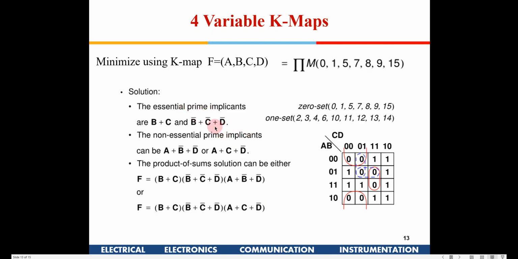So let's take one example now. We need to minimize this function in which the max terms have been given here. All the max terms have been put as 0, 0, 0. So now you have to club them.